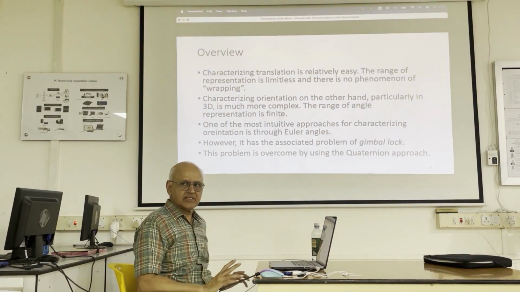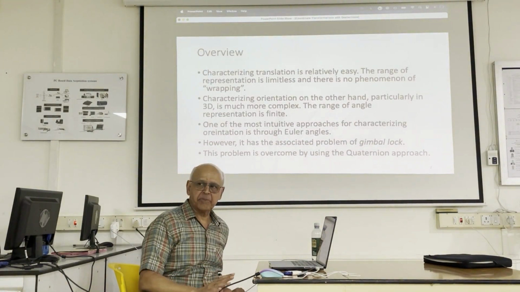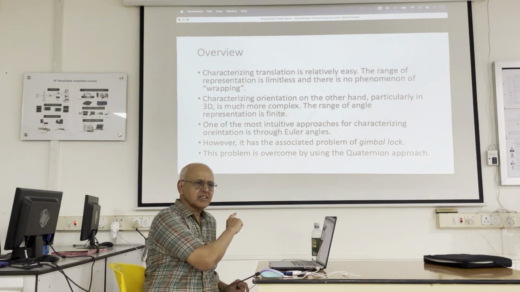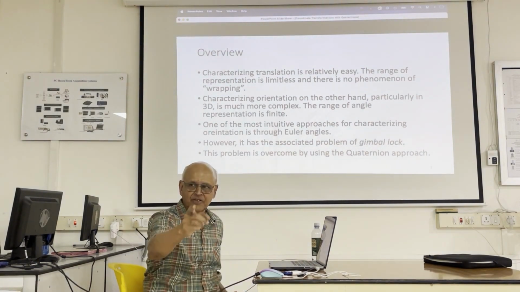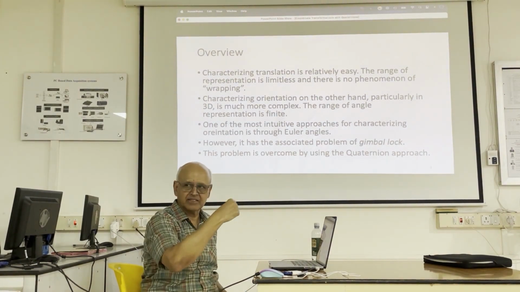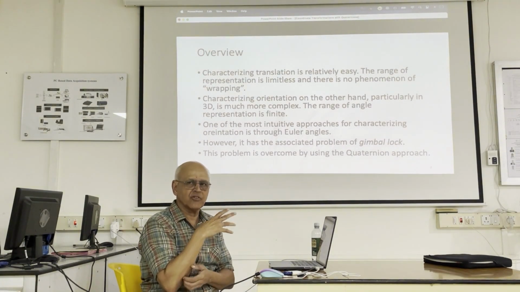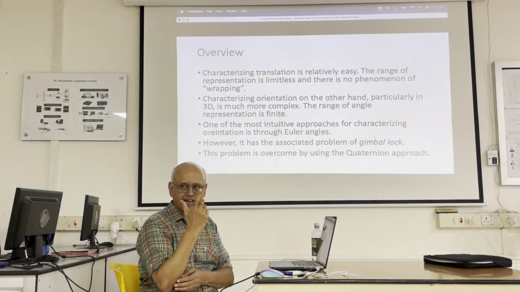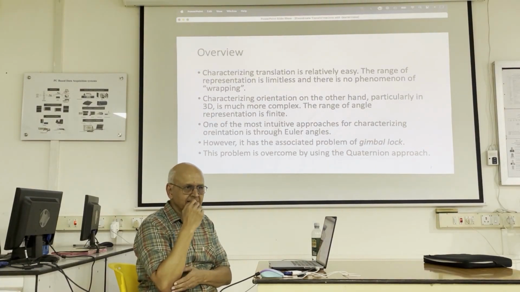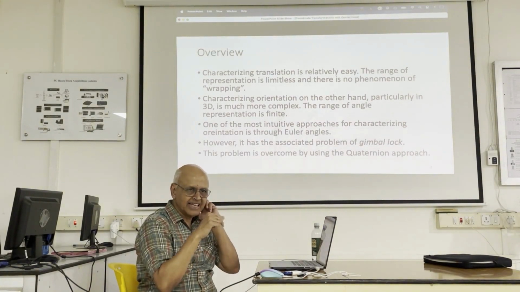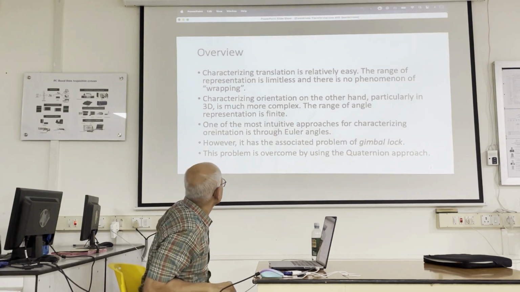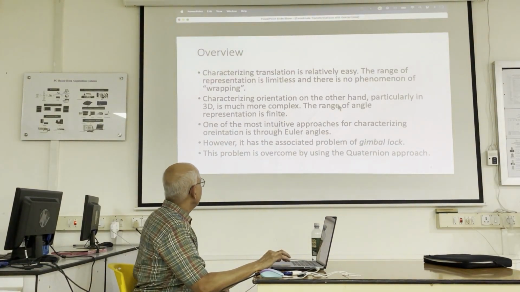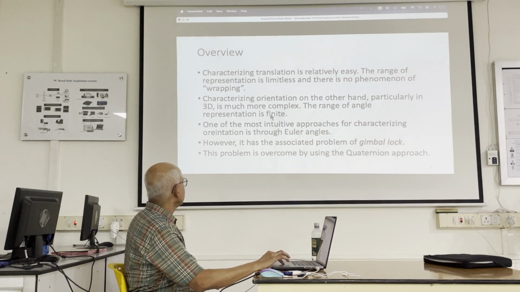So the translation is easy, right? There cannot be any wrapping issue in translation because the scale goes from -infinity to +infinity for each one of the x, y and z directions. So there's no question of wrap. The wrapping issue arises because angles have a finite range. In the case of robotics, -180 to +180. That's why the wrapping issue occurs. For angles, you'll have a wrapping issue because the range is finite.